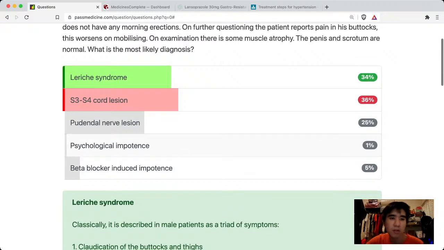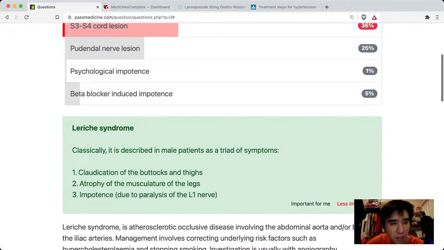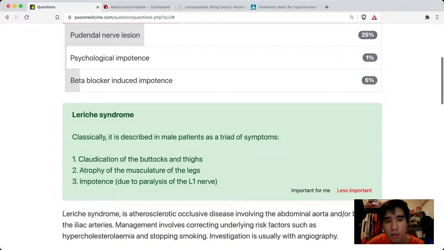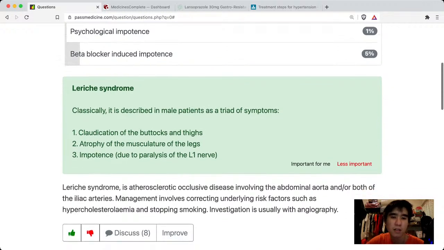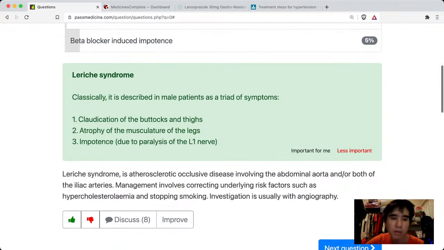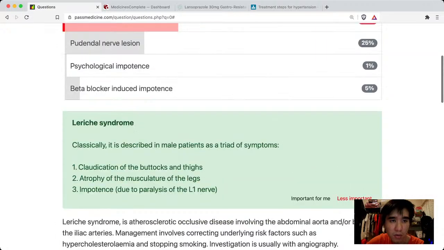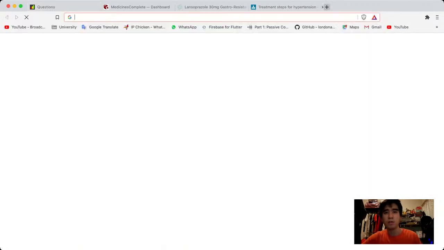Oh, the answer is the syndrome, which I don't know the name of. Leriche syndrome. Classically, it is described in male patients as a triad of symptoms: claudication of the buttocks and thighs, atrophy of the musculature of the legs, and impotence due to paralysis of the L1 nerve. It's L1, not S3 to S4, huh? Let's look at the dermatomes, human dermatomes.